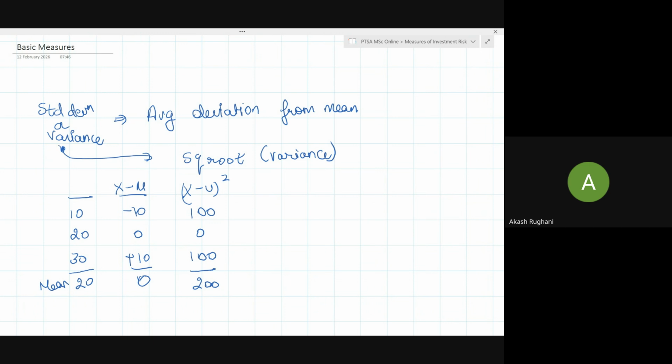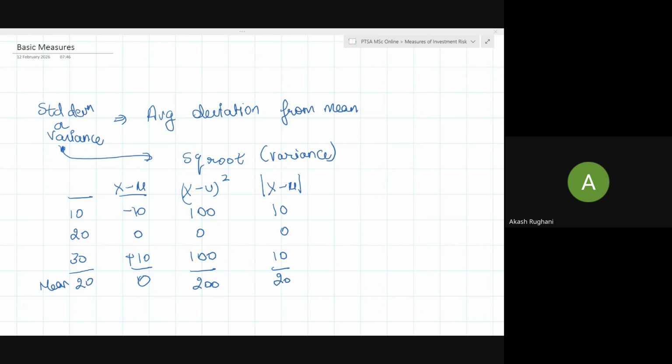Why square, guys? Why can't it be the modulus of x minus mu? So it will be 10. If you take the modulus, the minimum comes from the median, because it is always a problem like that. The sum of absolute deviations from the median is minimum. If you take it from the median, then it is okay. But that's not the exact reason why we take the square deviation from the mean.